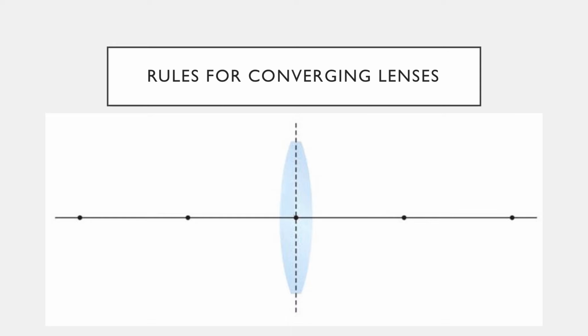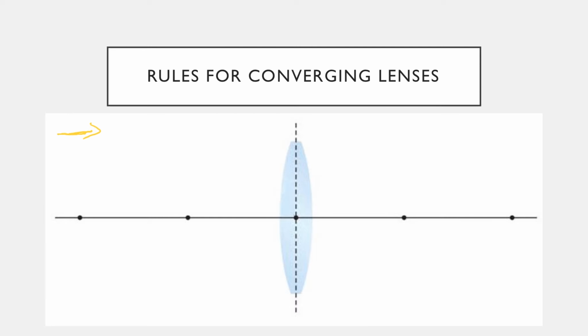Let's take a look at how we draw ray diagrams and locate images for our converging and diverging lenses. Similar to our mirrors, we have to first start off by labeling all the special points along the principal axis of our lens. So if we start on the left, and we're going to assume that the light is going to be coming in from left to right here.